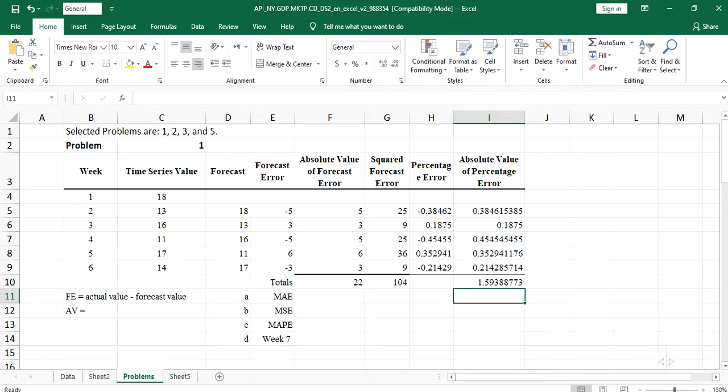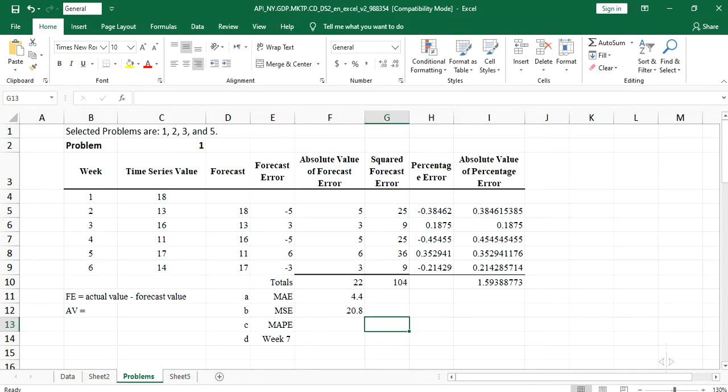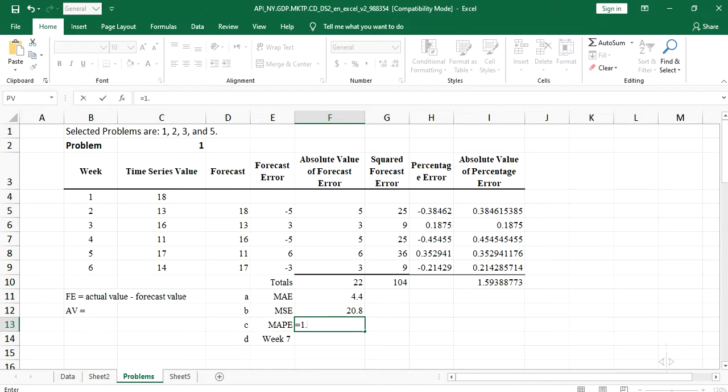So we have to do this calculation before getting into the answers A, B, C, and D. Now, what's the mean of the absolute values? How many observations do we have? 1, 2, 3, 4, 5. 22 divided by 5. What's the mean squared error? 104 divided by 5, which is 20.8. What's the mean absolute percentage error? 1.59 divided by 5, which is about 0.32, almost 32 percent.